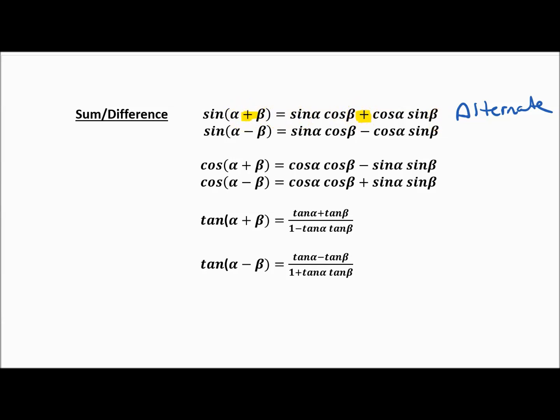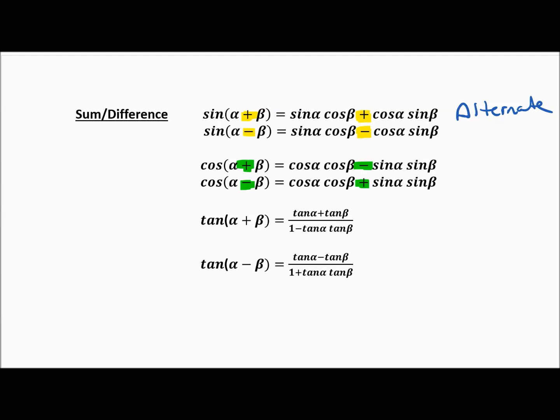So notice for sine of alpha minus beta, it's sine of alpha cosine of beta. Again, the angles stay in the same order, the trig functions alternate, and the operation matches. Okay, so for sine, again, the trig functions alternate, and the operation matches. For cosine, it's the opposite. Notice for cosine, whatever operation you're doing is the opposite, and the trig functions don't alternate.